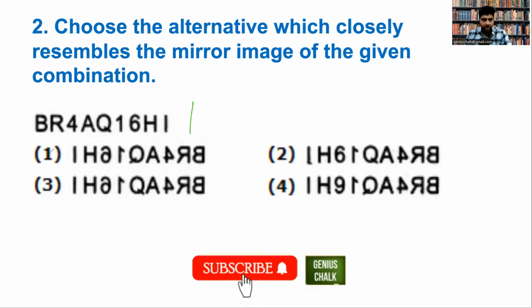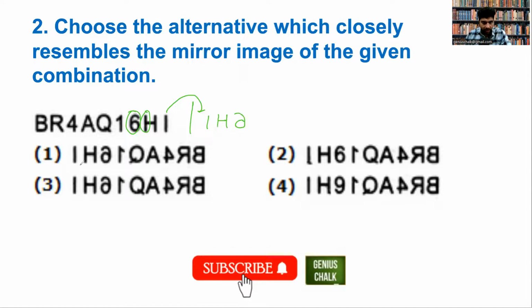Put a mirror here and try. First it has to start with I. So any option which does not have I is automatically cancelled. Then it is H. The mirror image of H is like this on the left side; when it goes to the right side, it has to be the same. Then if you talk about 6, it has to be like this.